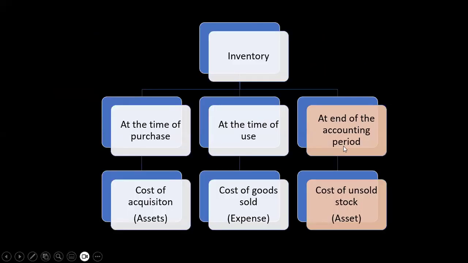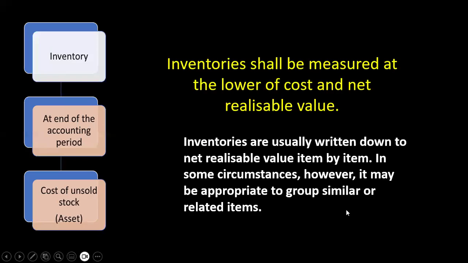Then we get into inventory at the time of preparation of the balance sheet. At the end of the accounting period, the cost of the unsold stock is equal to opening stock plus goods purchased minus the cost of goods sold, which is an asset. Ind AS 2 says that inventory shall be measured at the cost or the net realizable value, whichever is lower.